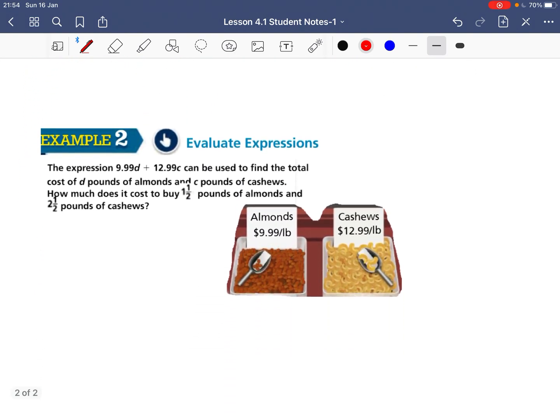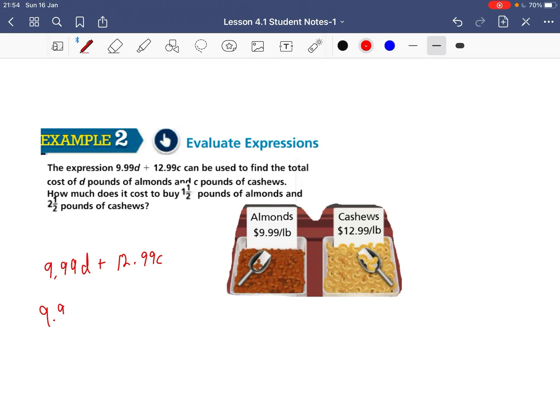That is our expression. Evaluate the expression 9.99D plus 12.99C can be used to find the total cost of D pounds of almonds and C pounds of cashews. How much does it cost to buy 1.5 pounds of almonds and 2.5 pounds of cashews? So this is nice because they've already given us the expression. All we have to do is substitute these in.